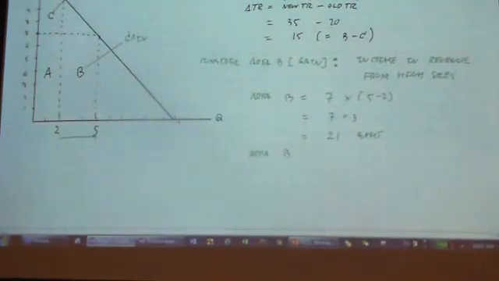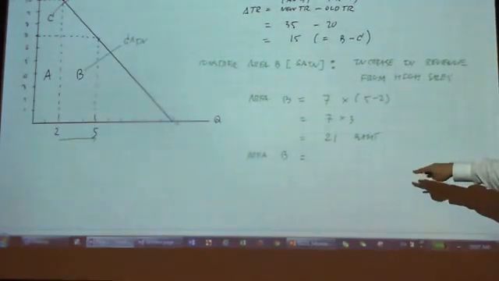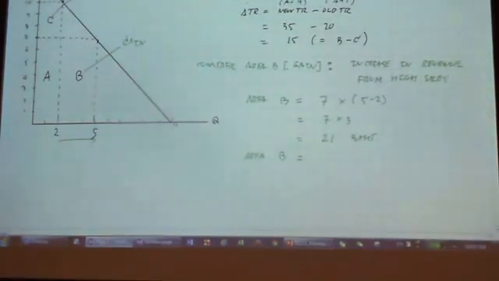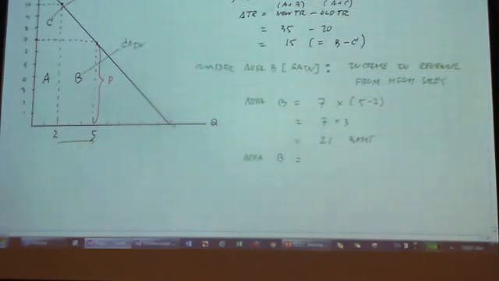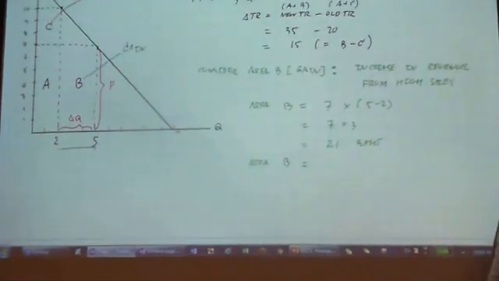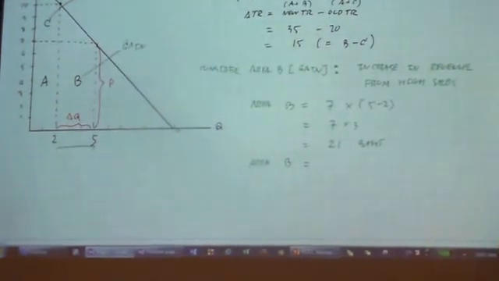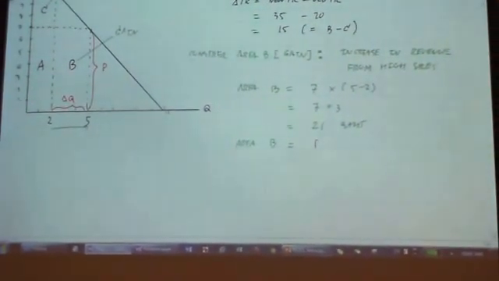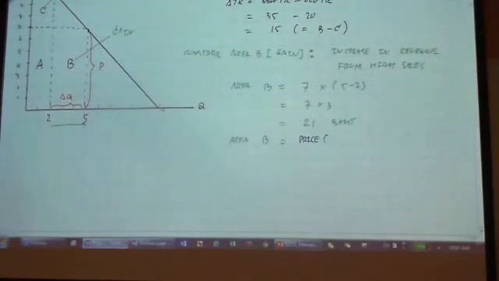Now I want you to do something with our numbers. What is the area B mathematically? It's not that difficult. Look at this height. This height is P, right? It's price 7. What is this size then? It's delta Q, new quantity minus old quantity. 5 minus 2, Q2 minus Q1. So I can write down that area B is actually price P, the height of this column, times the change in quantity, which we denote as delta Q.